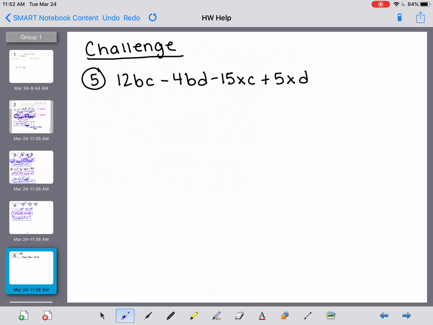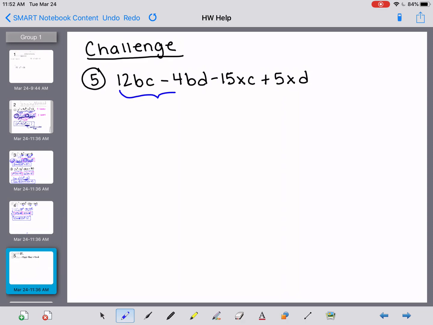So that's my final answer. All right, I'm now going to show you 2 challenge questions. So the first challenge question, it's really not that challenging in terms of like the procedure is the same. It's just that it's weird because it's a lot of variables. That's all. So there is no GCF of all 4 terms, right? 12, 4, 15, and 5 are not all divisible by the same thing. Also, they don't all have the same variable, right? Not every term has a B or a D or an X or a C.